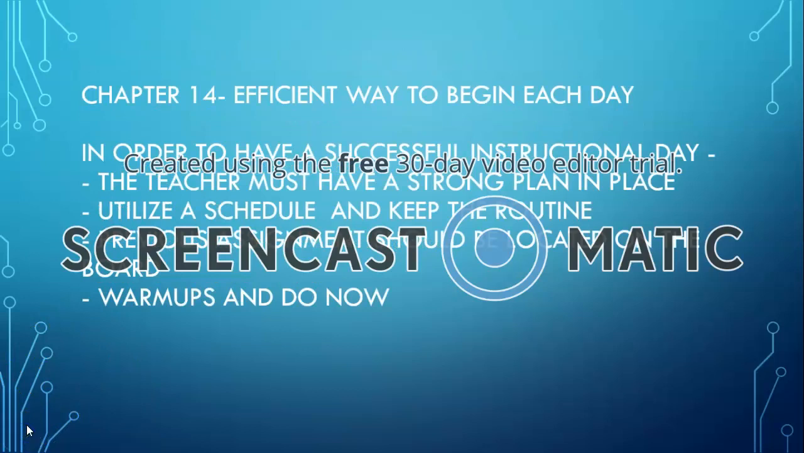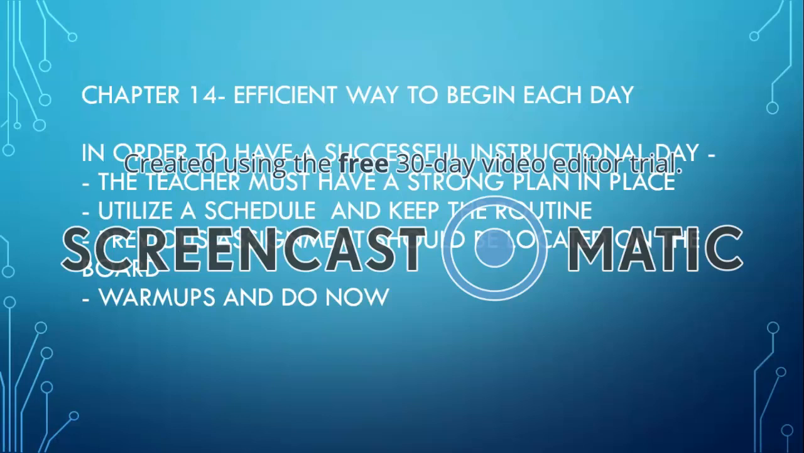Chapter 14 focuses on an efficient way to begin each day. In order to have a successful instructional day, the teacher needs to have a strong plan in place. You need to utilize a schedule and continue that routine throughout the year, every class. You need to make sure that the previous assignment is also located on the board and that they know their warm ups and their do now every day. So that would be part of that routine. That's an example of one of the things that you would keep up in the classroom.